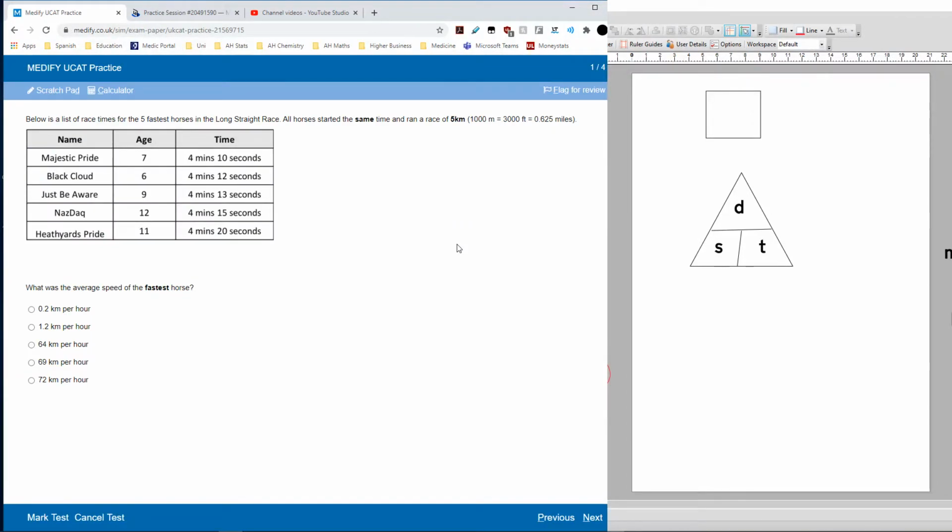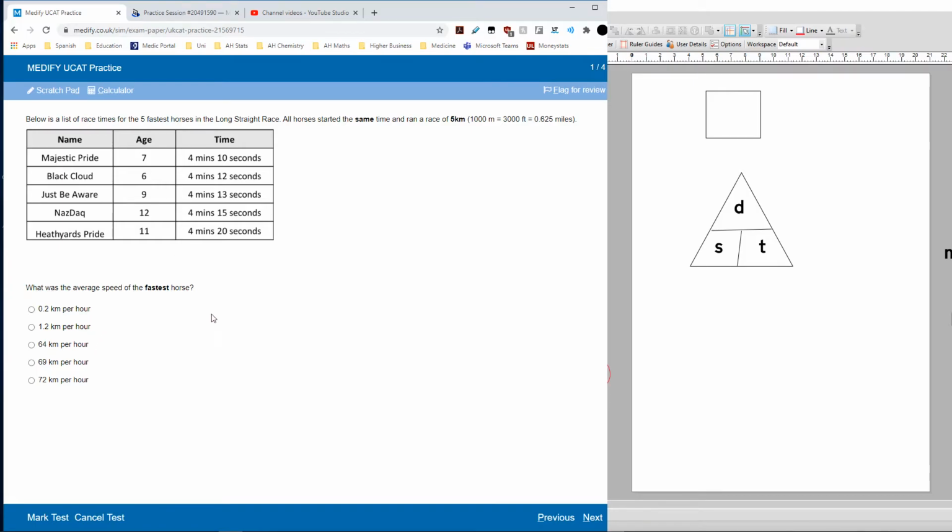Okay, so got another distance speed time question here. Below is a list of race times for the 5 fastest horses in a long straight race. All horses started at the same time and ran a race of 5 kilometers, which is this many miles. What was the average speed of the fastest horse? Okay, so we know the fastest horse will have the quickest time, so it'll be the lowest time, which is 4 minutes and 10 seconds.